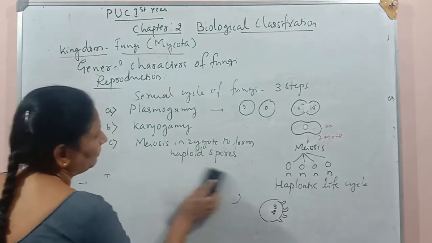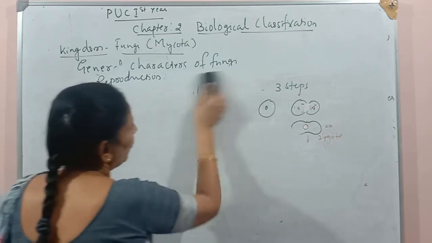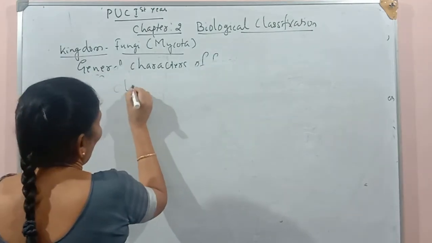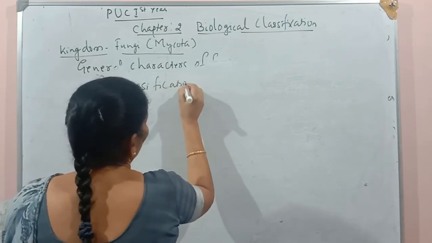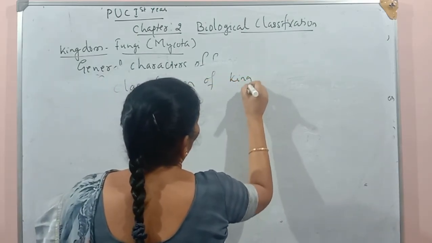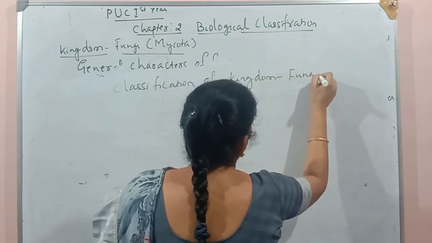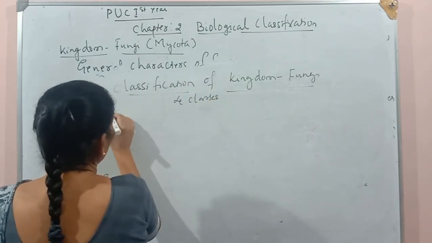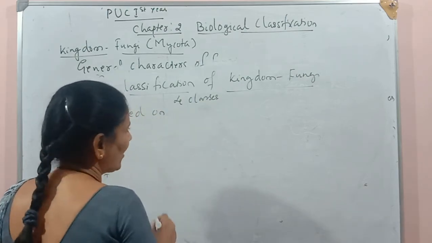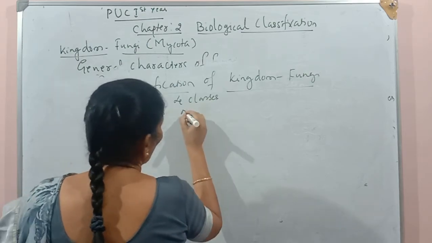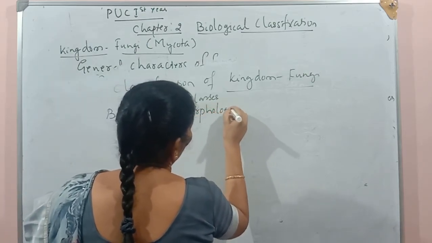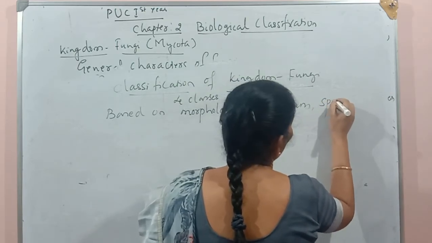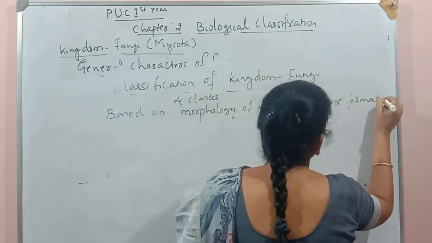And next, classification of fungi. Kingdom fungi is classified into 4 classes based on features like morphology of mycelium, spore formation, and also type of fruiting body.